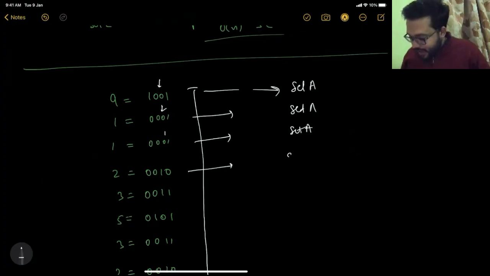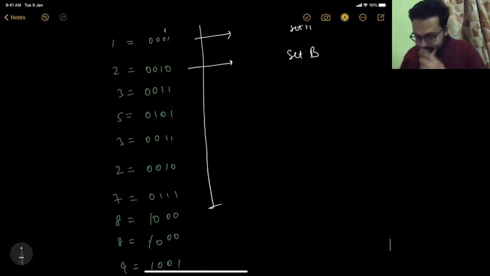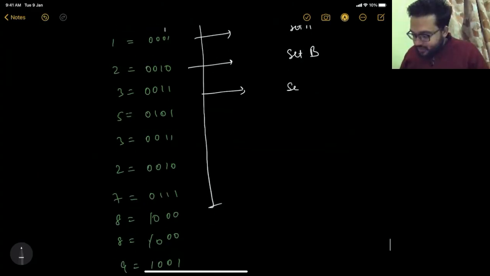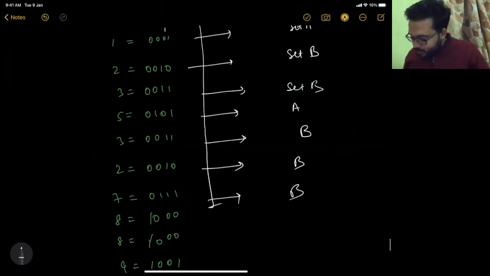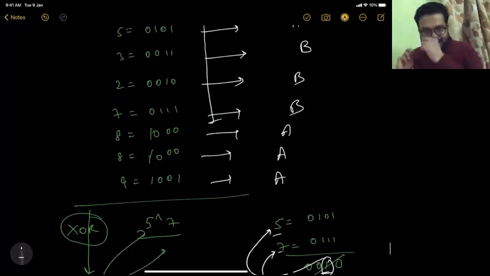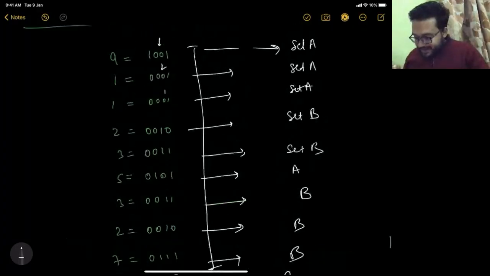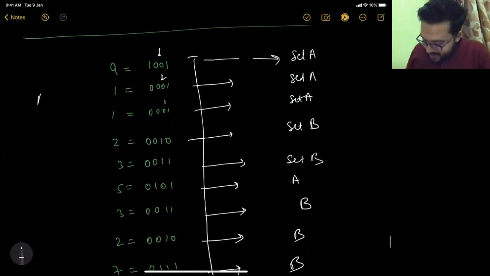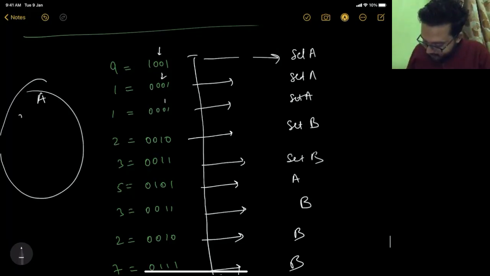So now my sets will look like the following. A will have 9, 1, 1, 5, 8, 8, and 9. Guys, do you see this? A will have this. What will B have? B will have 2, 3, 2, 7. That's it.